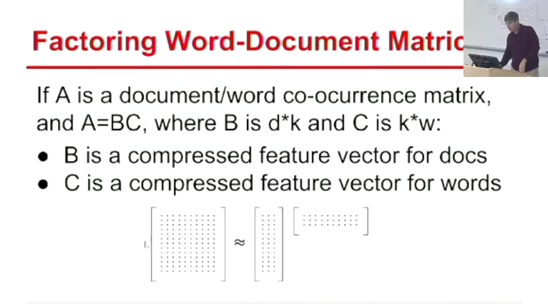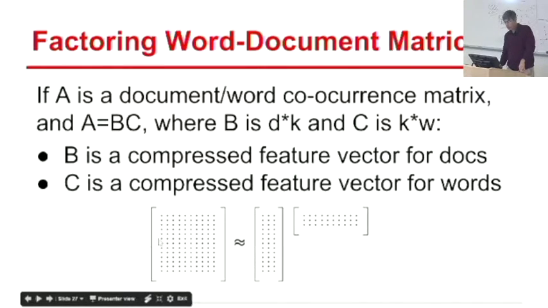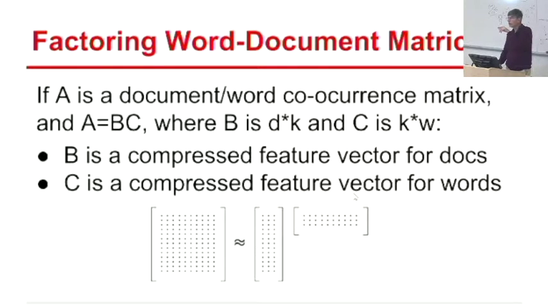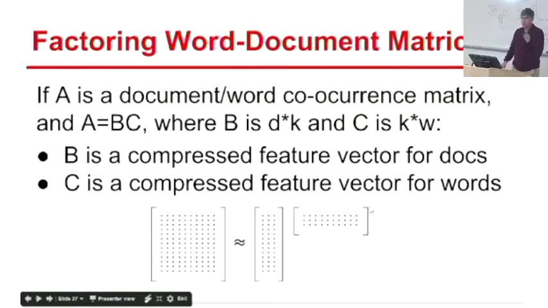But what happens when you factor a matrix? So suppose we took a look at this document by word matrix, and we factor it so that we have a document by K matrix times a K by number of words in the vocabulary matrix. What good is that? One thing you're saying, oh, look, it's less space than this. That's one thing, I guess, that's good. But what's more important than that? It's not just that it's less space.